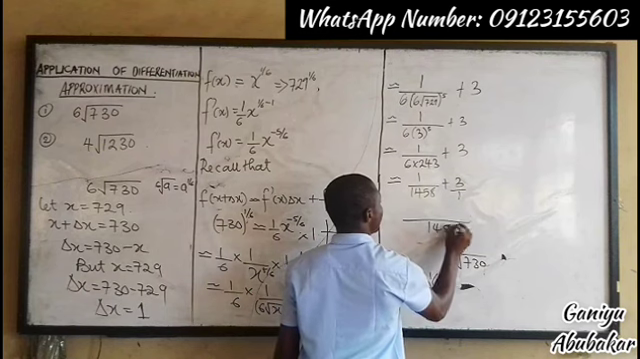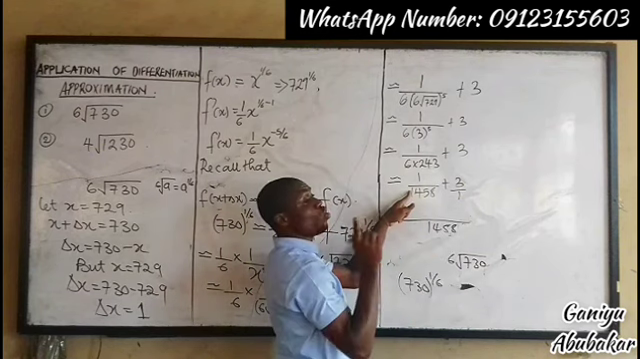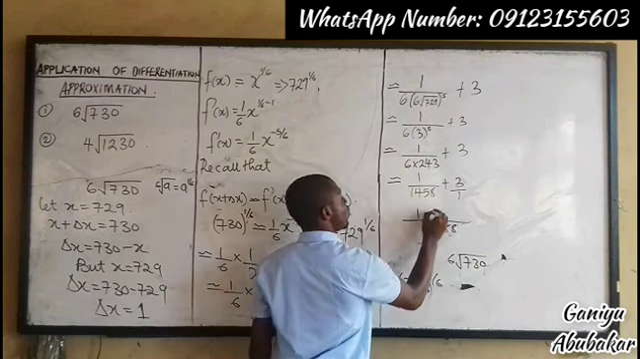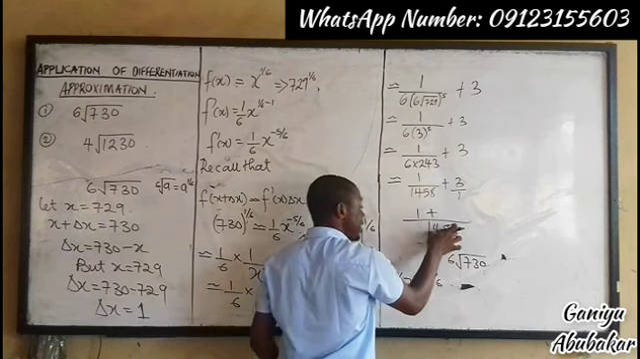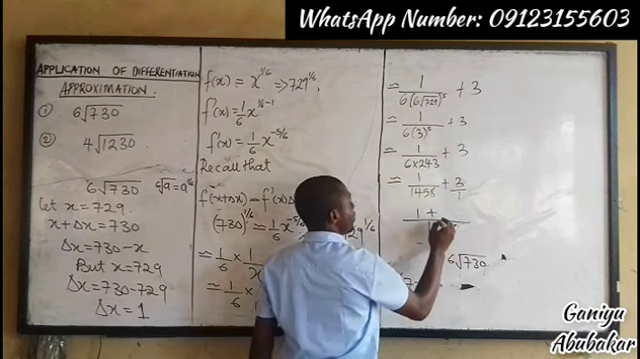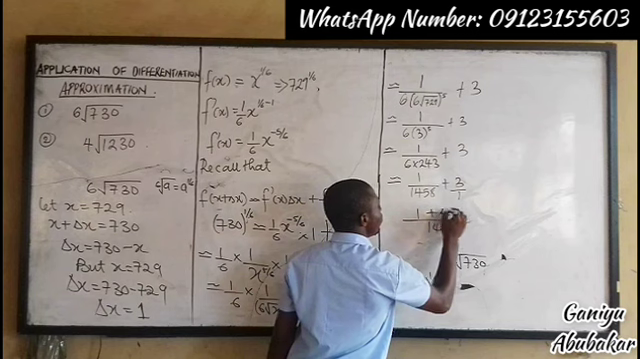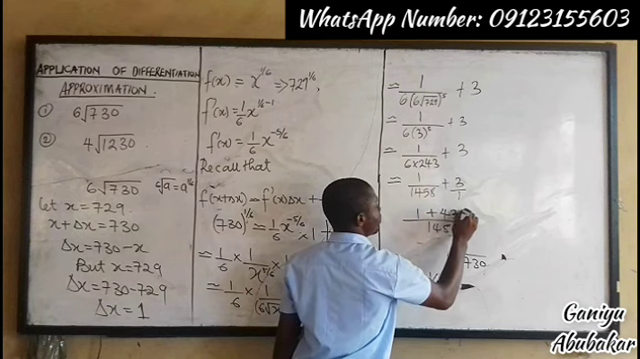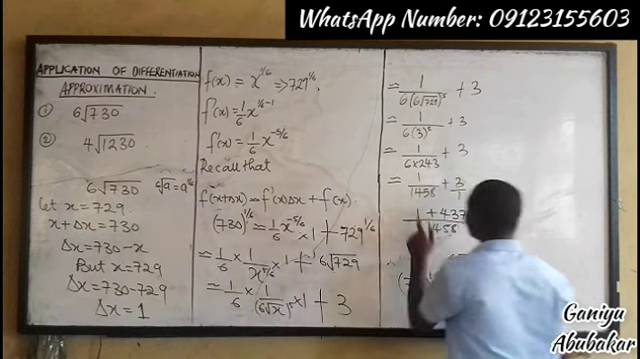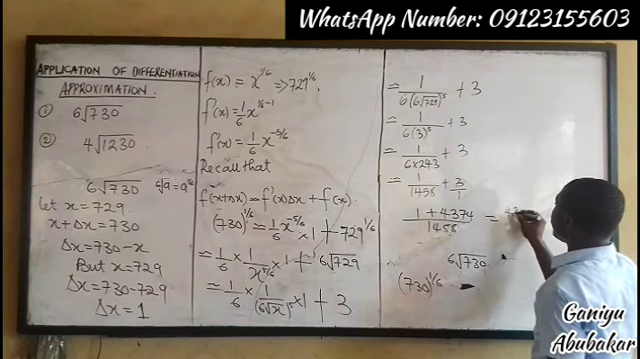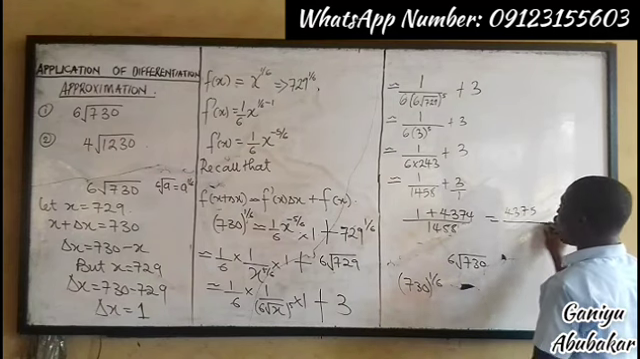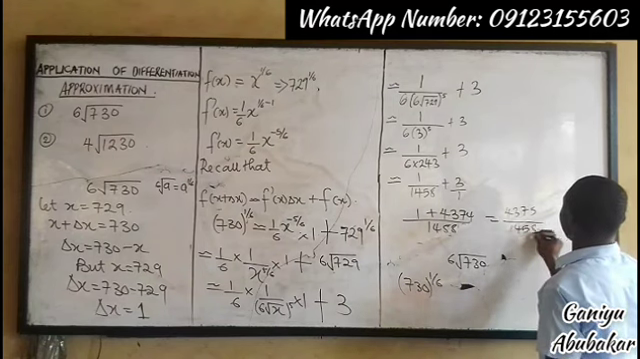From here, the LCM becomes 1458. This numerator is 1, plus 3 times 1458. This times 3 is 4,374. Please add the numerator for me. I'll have 4375 over 1458. Please divide this for me.